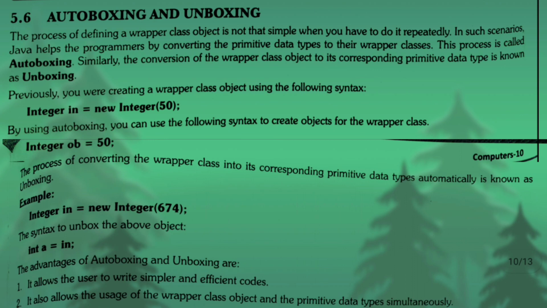Similarly, you can assign a wrapper class object to a primitive data type, and that will convert the wrapper class into a primitive type. This is called unboxing. For example, here Integer in is an object of the wrapper class with the value 674, and in the next line, int a = in. Now in is a reference type variable, a wrapper class object, which is assigned to an int variable a. Here a is of a primitive type, so it will convert the Integer into int type. So this is called unboxing.